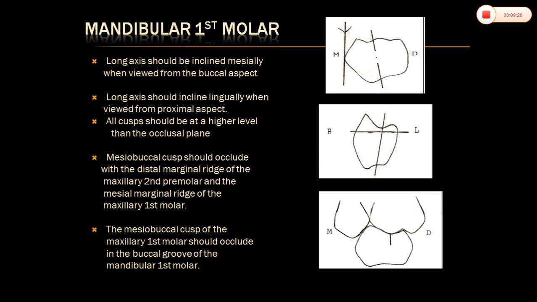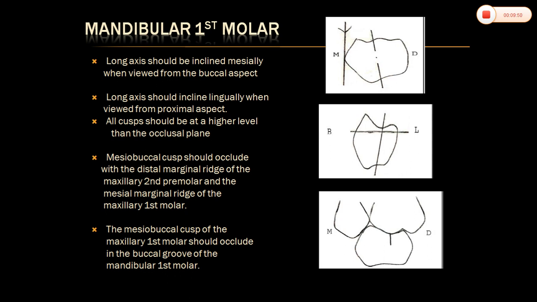And now coming to the mandibular first molar. First we discuss mandibular molars, then we go for the premolars. As usual, long axis should be inclined mesially when viewed from the buccal aspect. Long axis should incline lingually when viewed from the proximal aspect. All cusps should be at a higher level than the occlusal plane.